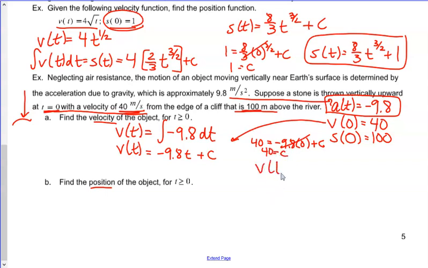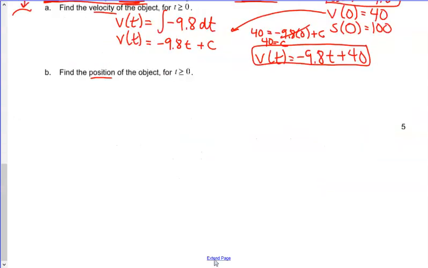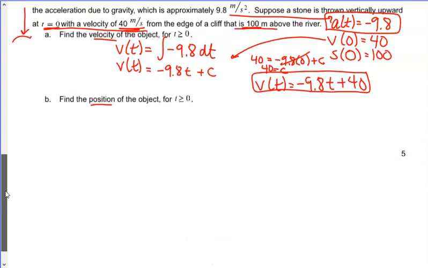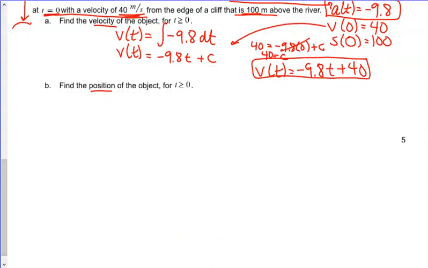So here's my velocity function: negative 9.8t plus 40 is going to be my velocity function for any t greater than or equal to 0. Now I want to use that to find my position function, because if I start with acceleration, I integrate to get velocity, and if I integrate velocity, then I get position. So my position function, s of t, is going to be the integral of v of t dt.